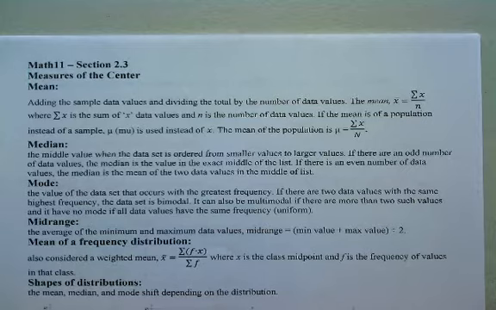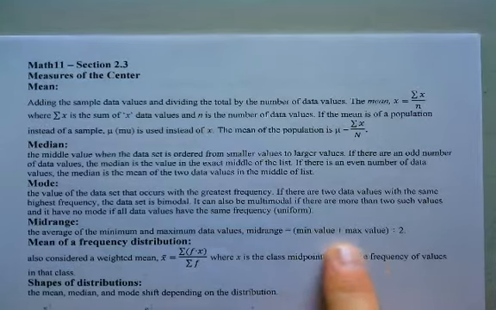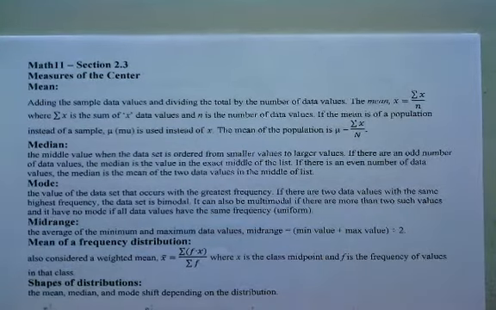Again, the mode is the most common data occurrence, so it's the one with the greatest frequency if you were looking at a frequency distribution. If there are 2 data values with the same highest frequency, then we would say the data set is bimodal. It can also be multimodal if there are more than 2 such values. And it can have no mode at all if every single data value in the data set is different, or they're all the same, in which case it would be uniform. And then in equation form for mid-range: minimum value plus maximum value, divided by 2.